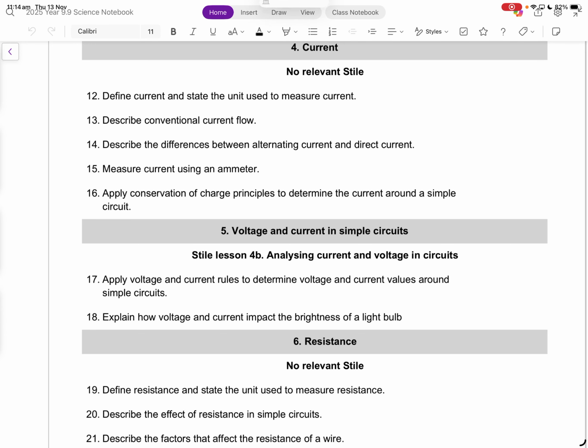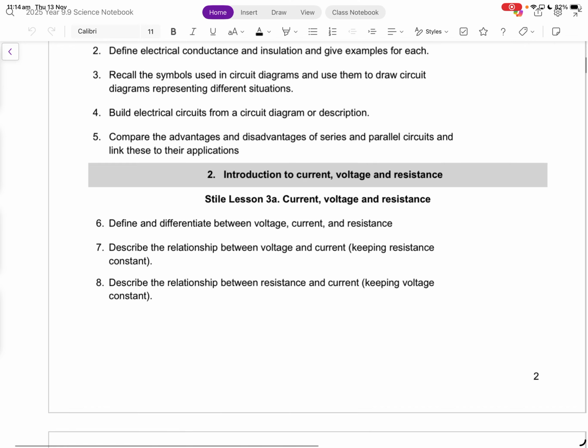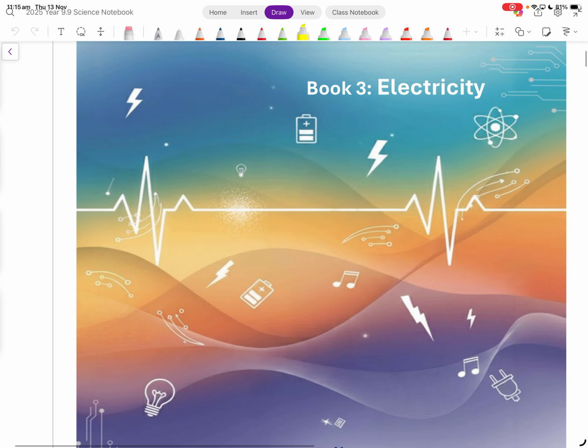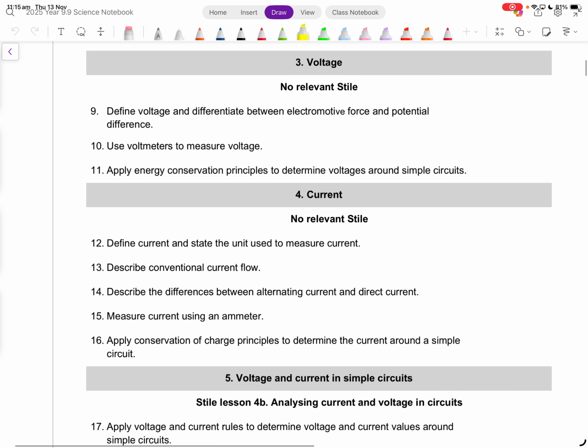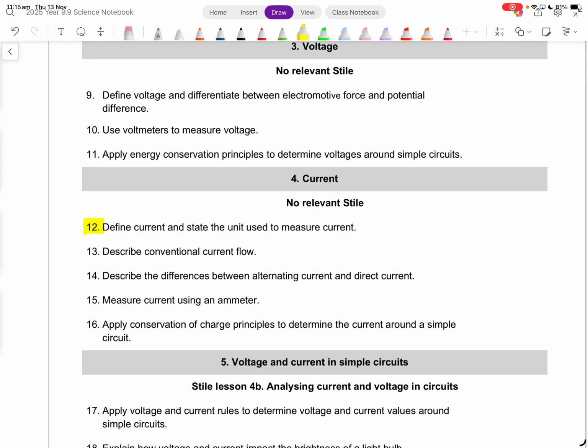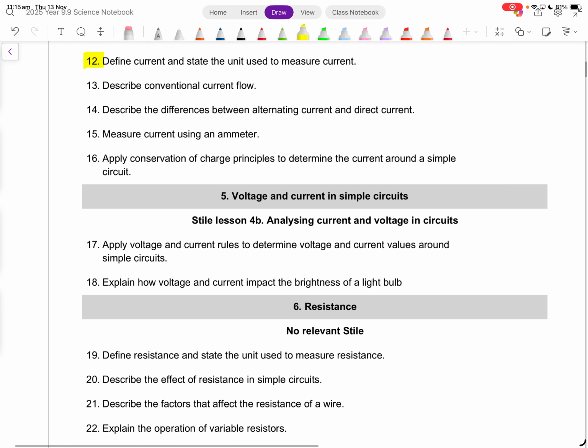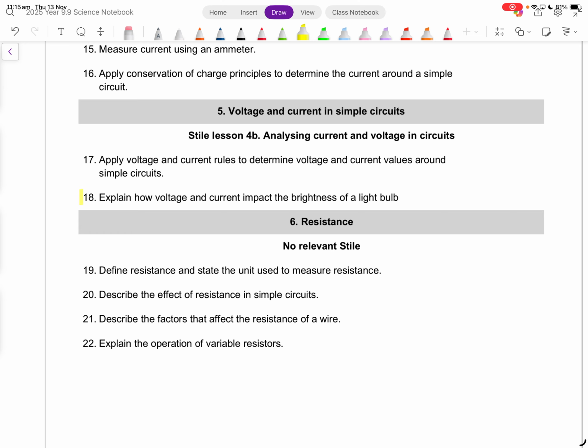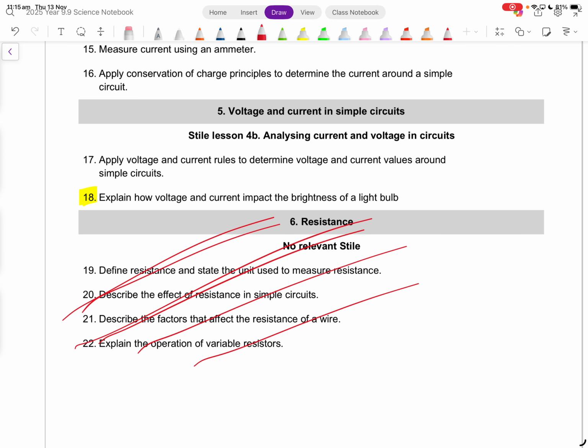So here's what we're going to do now. We're going to tick off each of these final things. So we're starting today from, if I get my highlighter out, number 12, defining current. Now we're going to go down through up to 18. And then as we previously discussed, we're getting rid of resistance. You don't need to worry about it.